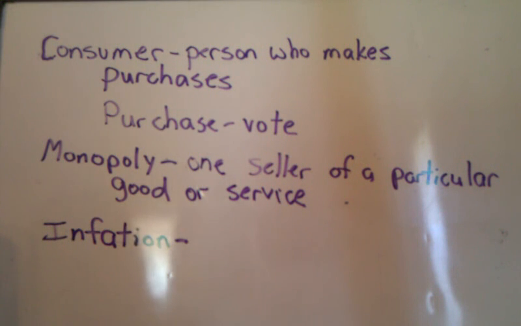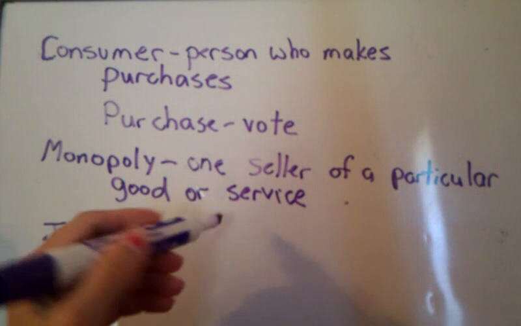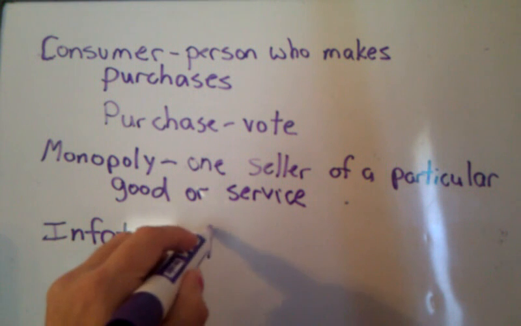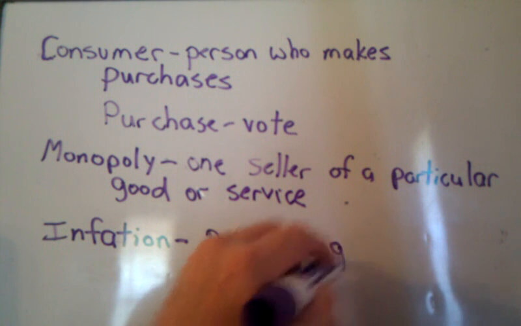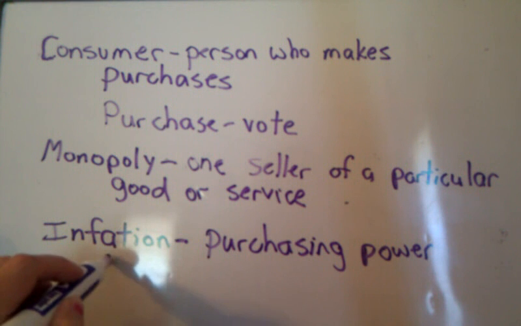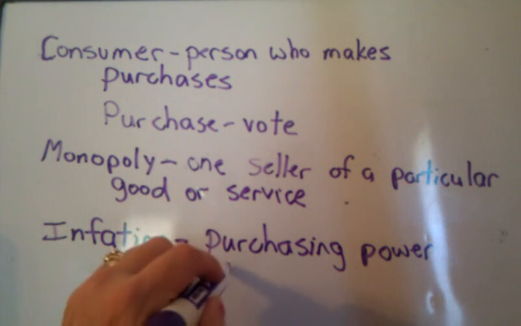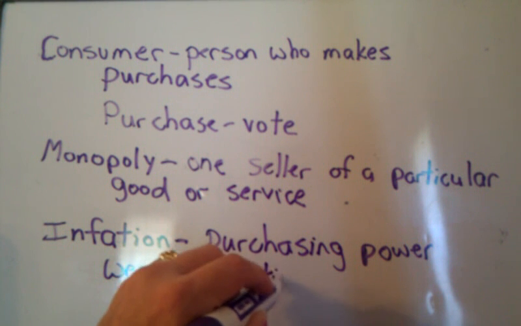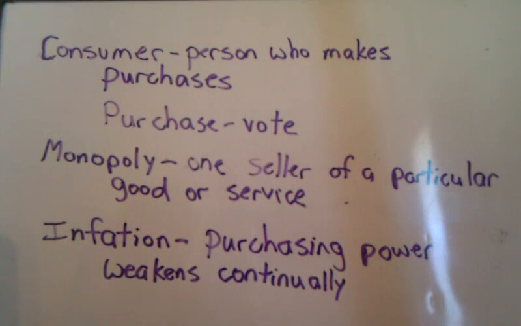So inflation is when the purchasing power of the dollar weakens on a continual basis. So it's when the purchasing power weakens continually. You can't buy as much for your dollar as you used to be able to buy.